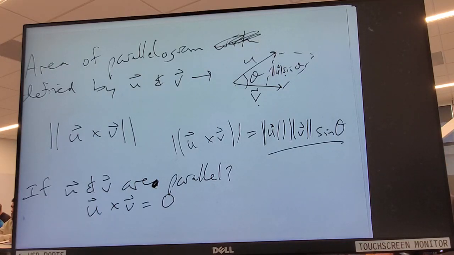So, what's going to happen if you row reduce that? You're going to get rows of zeros. Now, you don't have to row reduce it. If you do row reduce, you get zeros, so you know the determinant from the beginning will be 0. And also, of course, look at the sine theta. If they're parallel, theta is 0. Sine 0 is 0. Yes?